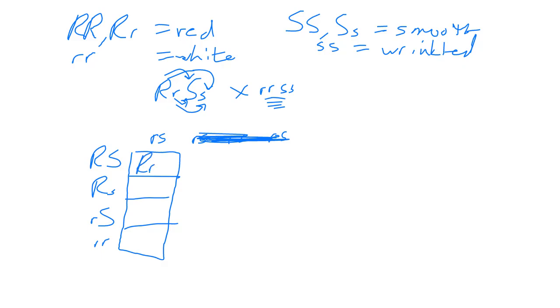Big R, little r, big S, little s. Big R, little r, little s, little s. Little r, little r, big S, little s. And little r, little r, little s, little s, right? So those are the combinations of all those alleles in the gametes. So there's 4 possible combinations.